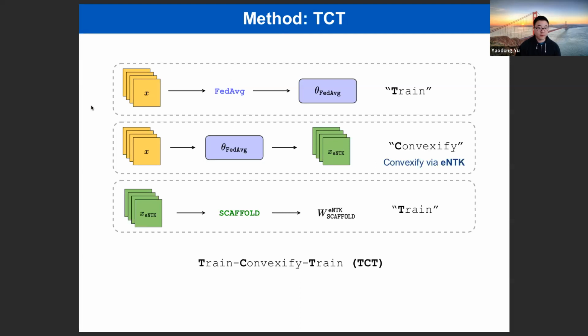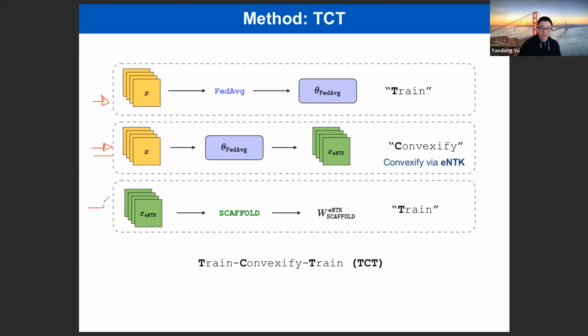So here, the first phase, the communication or the computation is similar to before. And for the second stage, the feature extraction stage, getting the ENTK representation for every data point is similar to one backpropagation for each data point. So you need to spend some computation for this stage, but essentially it's just one backpropagation for each data point.